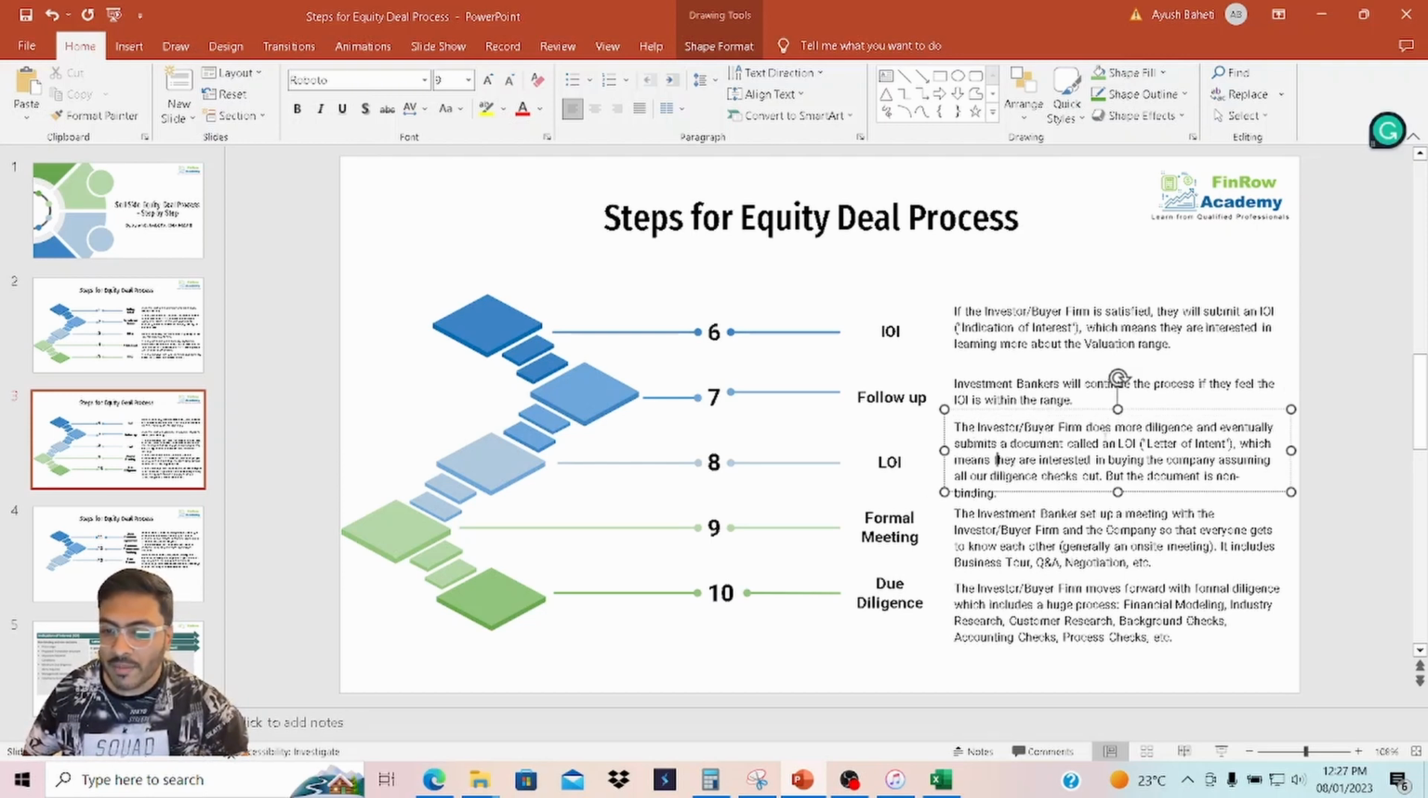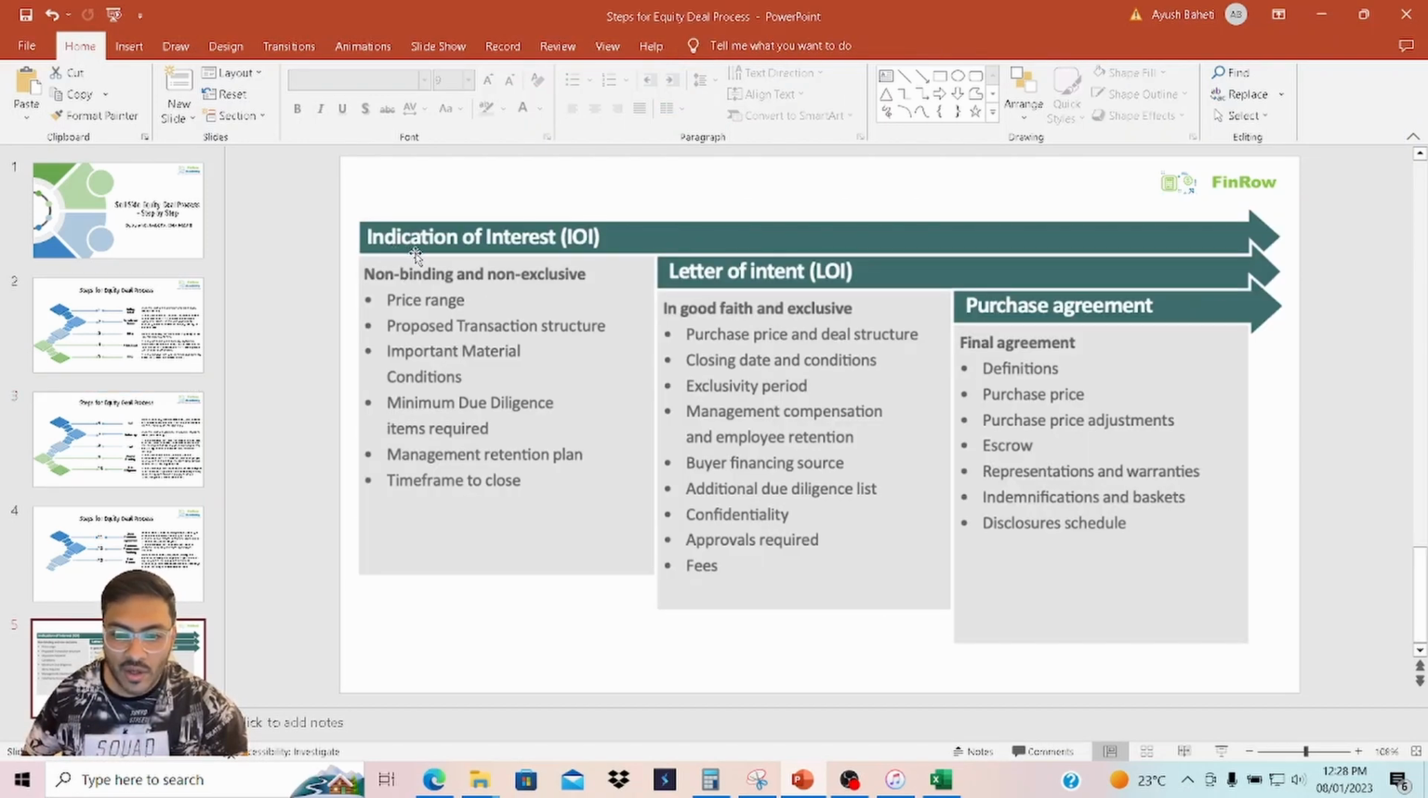The investor or buyer firm does more diligence and eventually submits a document called the LOI, letter of intent, which means that they are interested in buying the company, assuming all their diligence checks out, but the document is non-binding. I'll just give you a quick look at all the documents we are talking about and the differences. First is the indication of interest. It is non-binding and non-exclusive. The second is the letter of intent, which is in good faith and exclusive. We'll come back to the purchase agreement when we discuss that.